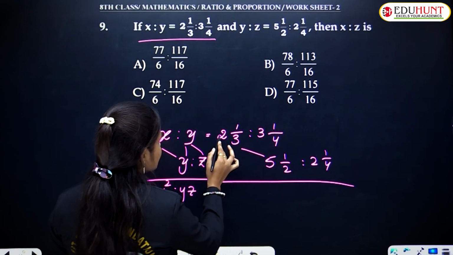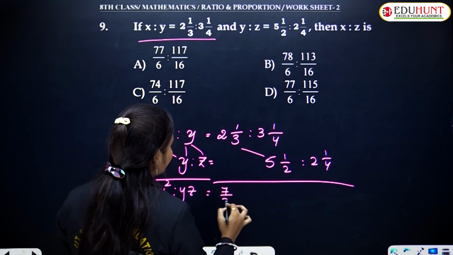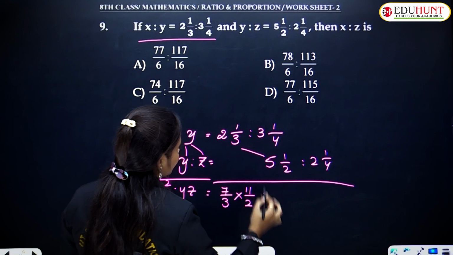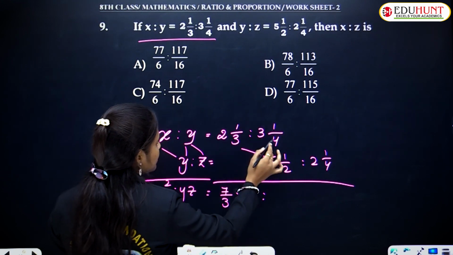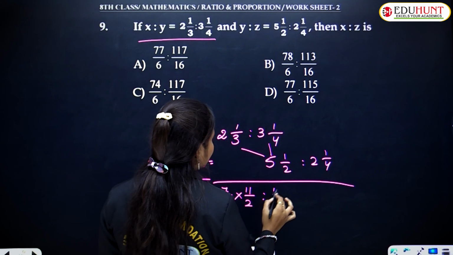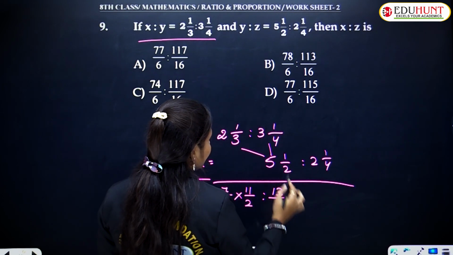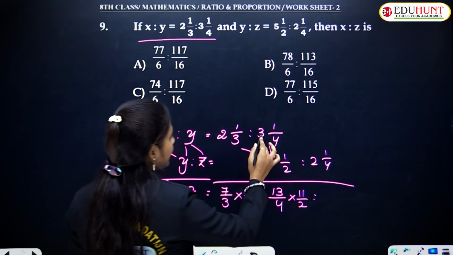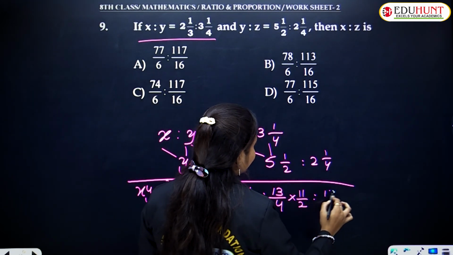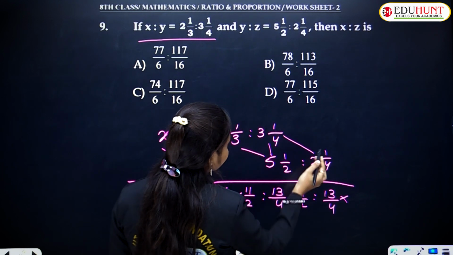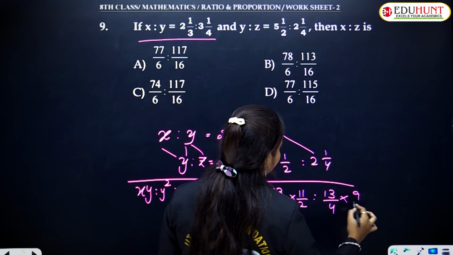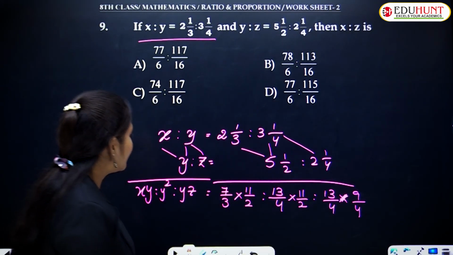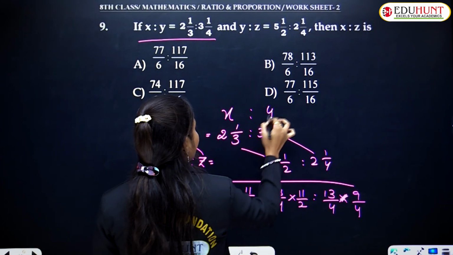This is 3 twos are 6, 6 plus 1, 7. So 7 by 3 into 2 fives are 10, 10 plus 1, 11 by 2. The product of these two values. 4 threes are 12, 12 plus 1, 13 by 4 into 4 twos are 8, 8 plus 1, 9, so 9 by 4. Understand? Now this is the ratio of x is to y is to z.